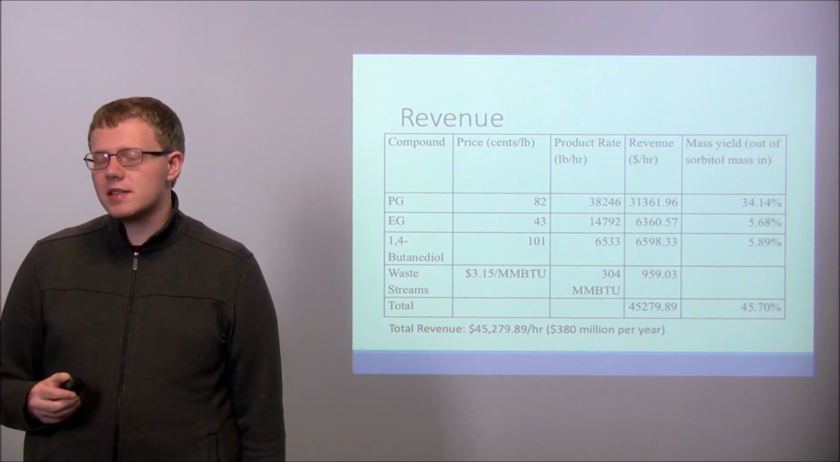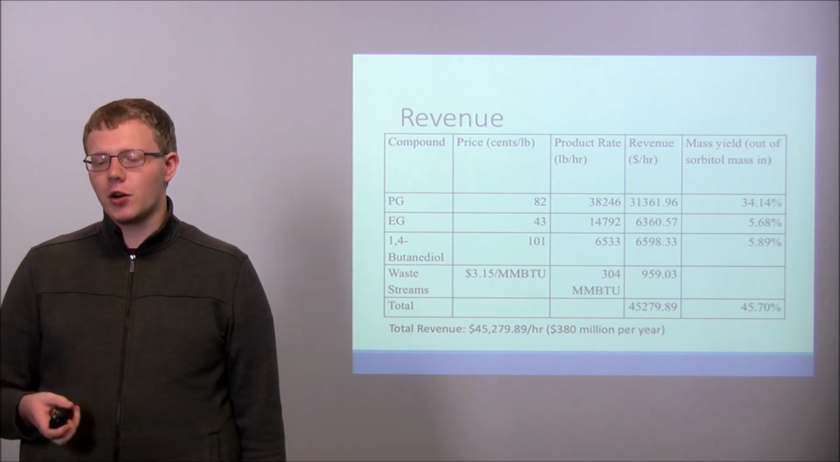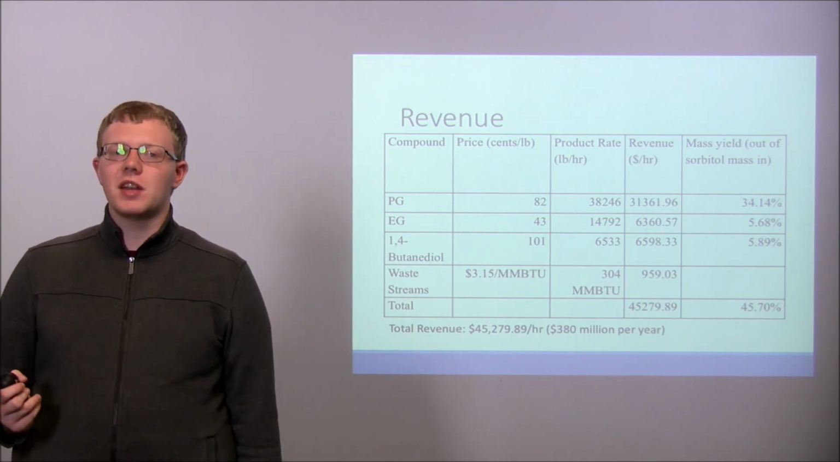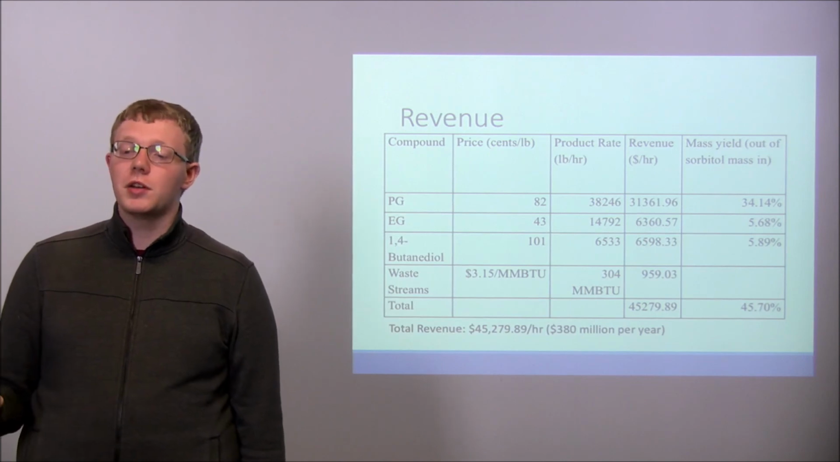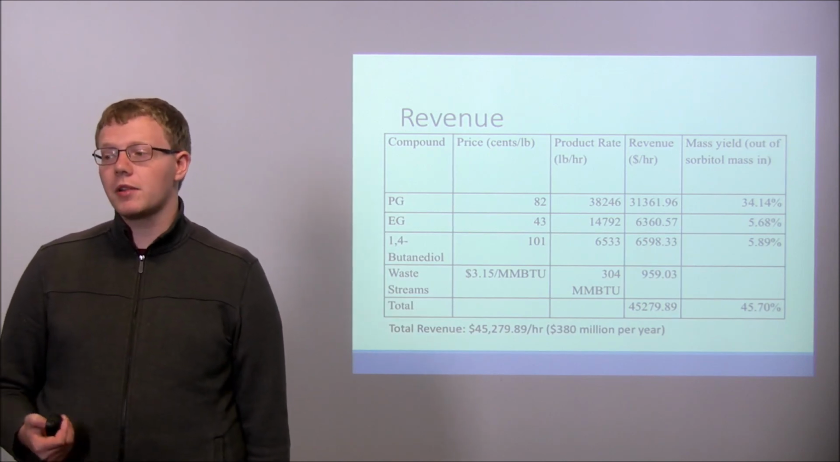That is to say, of the sorbitol that comes in by mass, 34% of that ultimately becomes our propylene glycol product. That may not seem particularly great, but the maximum yield for the actual reaction that occurs for propylene glycol is 40%, if we were to collect all the propylene glycol we could. So 34 out of 40 is pretty good. It's not that bad really at all.